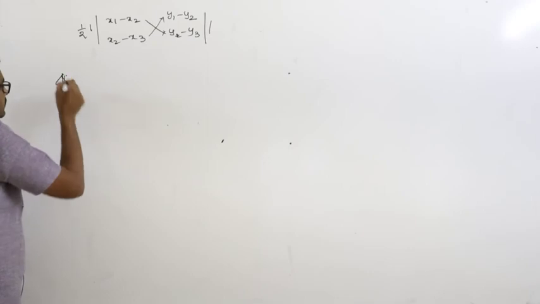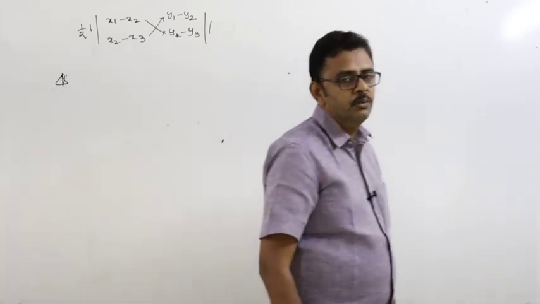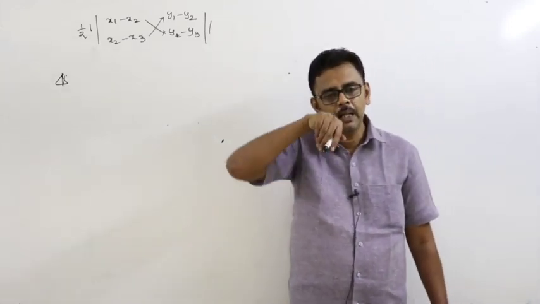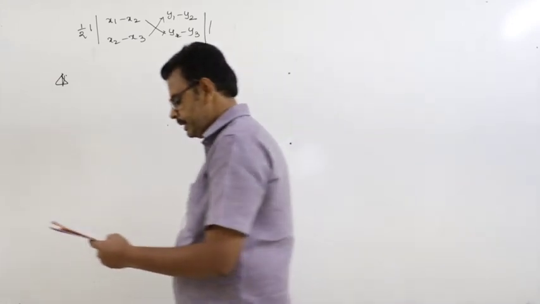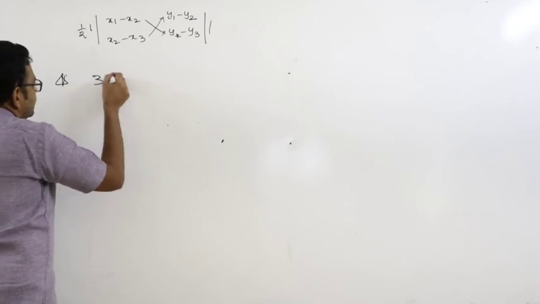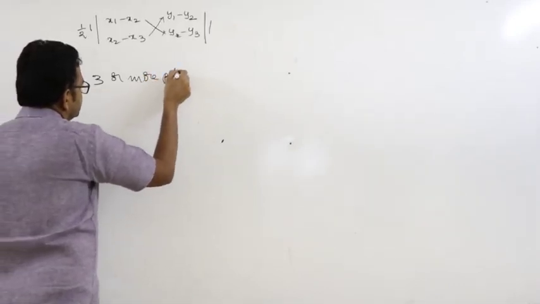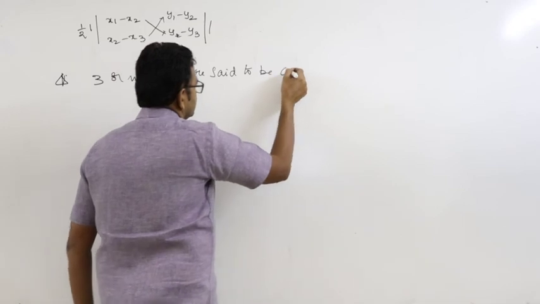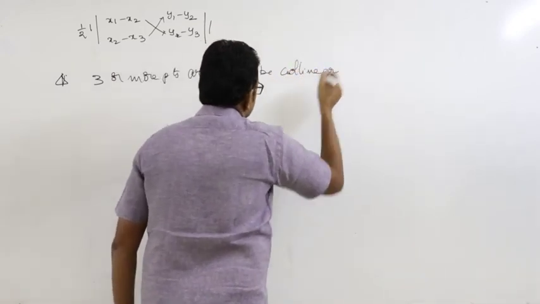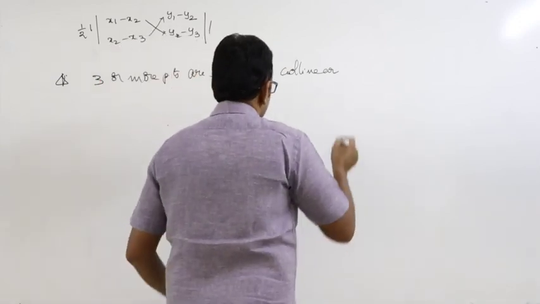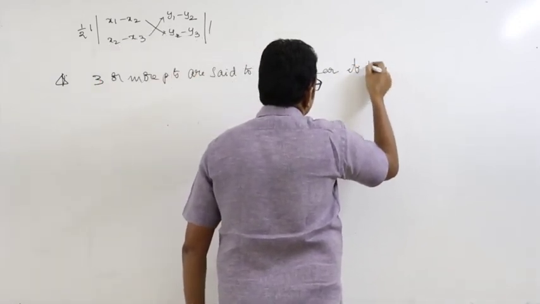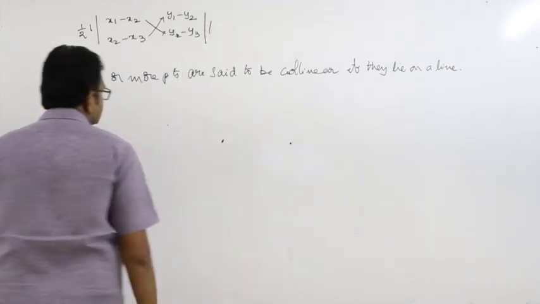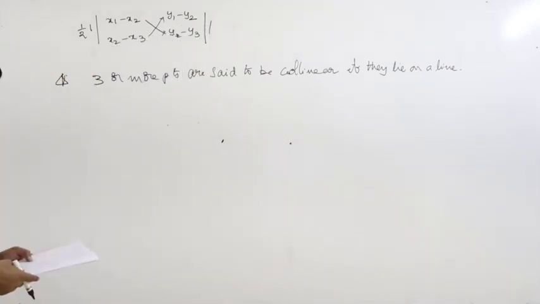Next point. Three or more points are said to be collinear if they lie on the same straight line.